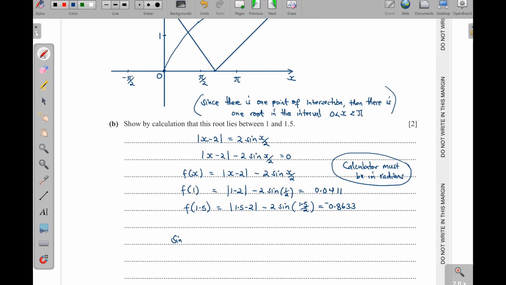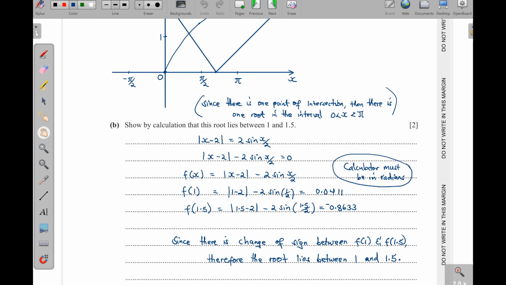So you can conclude, don't always leave it there. Just say, since there is a change of sign between f of 1 and f of 1.5, therefore, you write this statement: the root lies between 1 and 1.5.